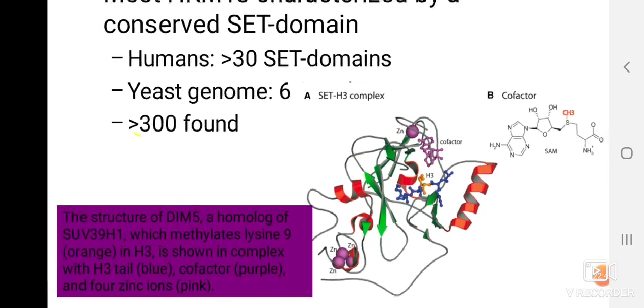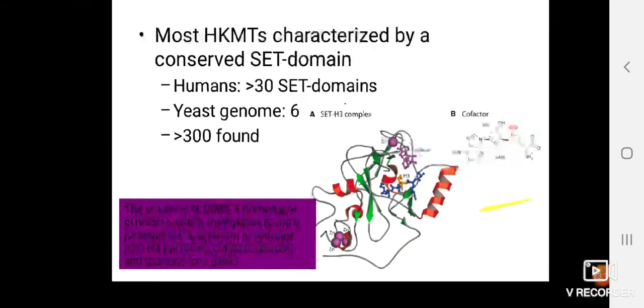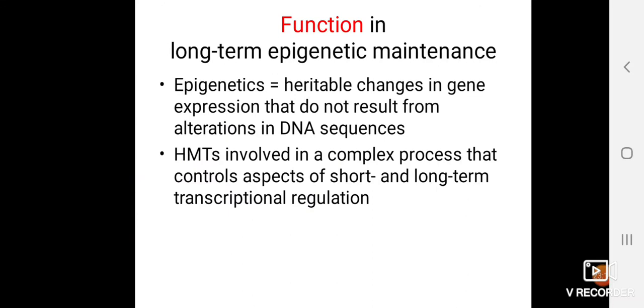You can see how it is interacting with S-adenosylmethionine, a cofactor which transfers the methyl group for the methylation. You can see the color coding of the different components. Orange is for lysine, which you can see there, the H3 tail is in blue, the cofactor is in purple, and there are zinc ions, which are involved in altogether causing the methylation.